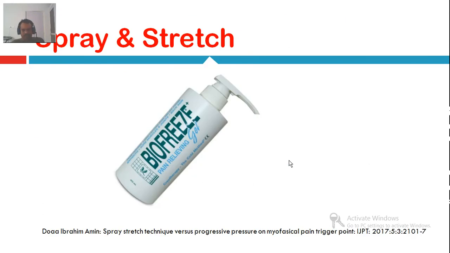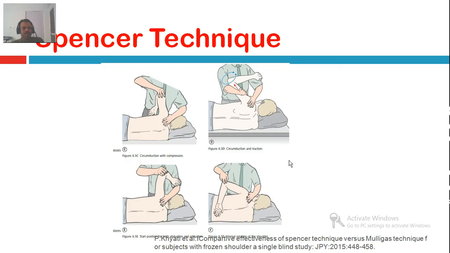The literature suggests that the spray and stretch technique is one of the best options when it comes to acute shoulder pain. In the market, or online on Amazon, you can buy this Biofreeze spray. Because of the time I'm not in a position to show you the video of the Spencer techniques, but this is one of the treatment options for you.